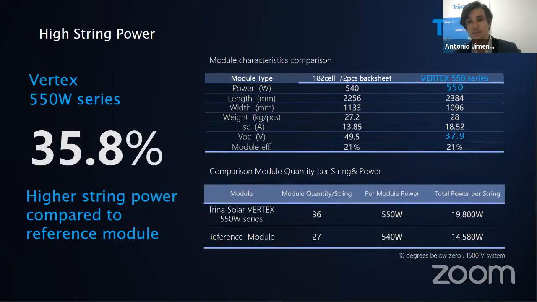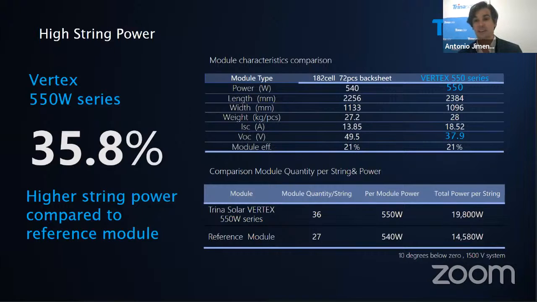How much additional power? We have, for example, this is an example of 10 degrees. In places with warmer temperatures, like the Middle East and Africa, we can reach even 40 to 42. So we are talking about 20 to 22 kilowatts per string. This is a very high power, and this is monofacial, even higher with bifacial.